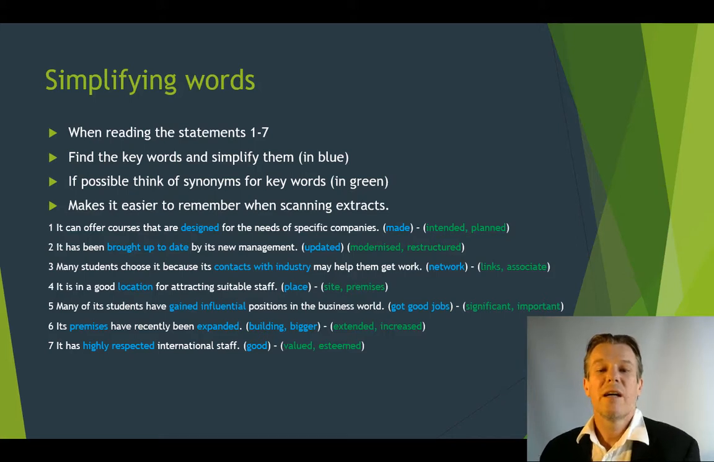So I've spent maybe 2 or 3 minutes looking at the 7 statements, underlining the key words, and simplifying them with nice, easy synonyms. And if possible, if I've thought of more difficult synonyms, I'll write them down just on the off chance that they could appear in the text A, B, C, D.